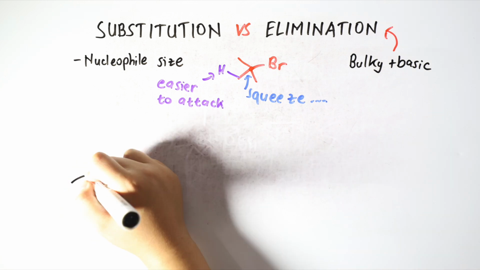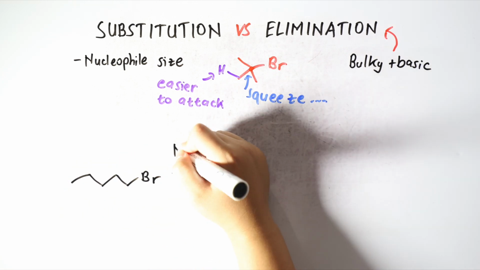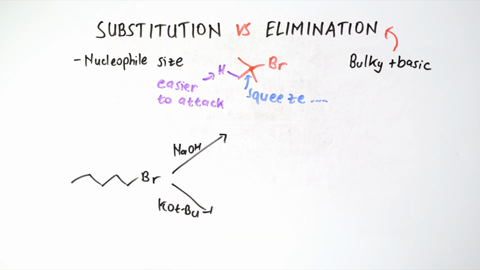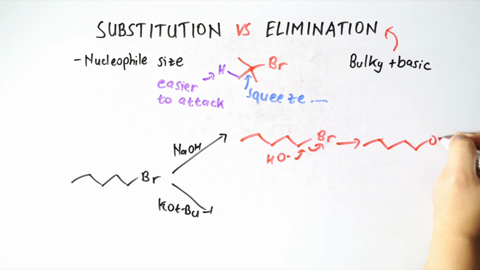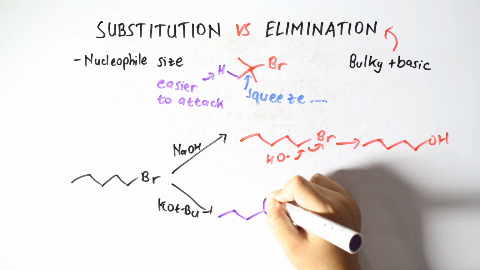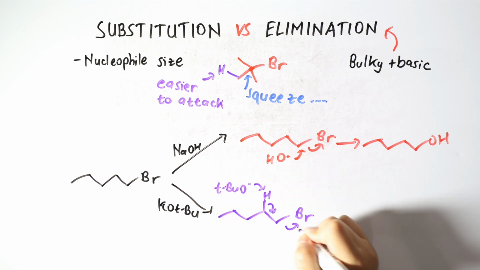For example, the reaction of 1-bromopentane with sodium hydroxide and potassium tert-butoxide. Sodium hydroxide produces hydroxide ion, which is a small nucleophile, thus prefers substitution reaction. Potassium tert-butoxide, a bulky basic nucleophile, will prefer to attack hydrogen, which leads to elimination reaction.